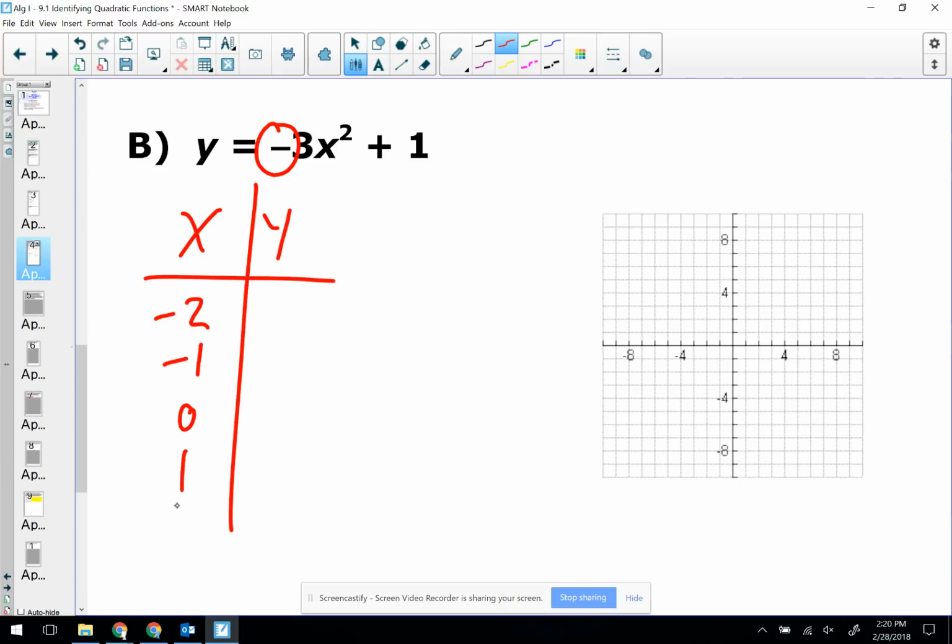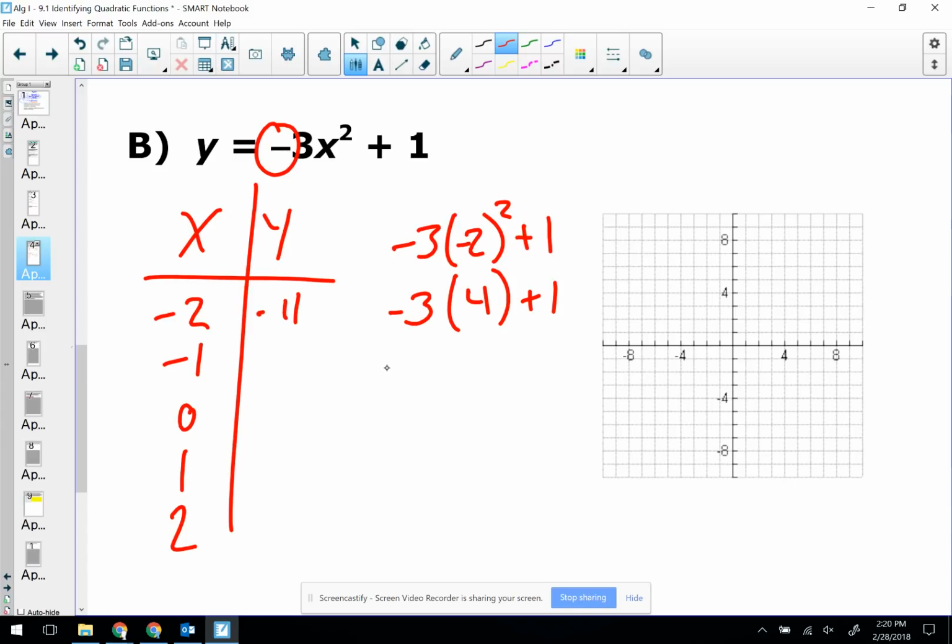Okay, let's try this. -2, -1, 0, 1, 2. Let's plug in -2. Now remember, -3 times -2 squared plus 1. That's like saying -3 times 4 plus 1. So -12 plus 1, -11. Same thing with -1. -3 times -1 squared plus 1. You can put that whole thing in your calculator, but make sure you use parentheses. So it's a +1 times -3 is a -3 plus 1, -2. Do the exact same thing, 0. Anything times 0 is 0, so plus 1 is 1. 1 times negative 3 is a negative 3, plus 1 is a negative 2.